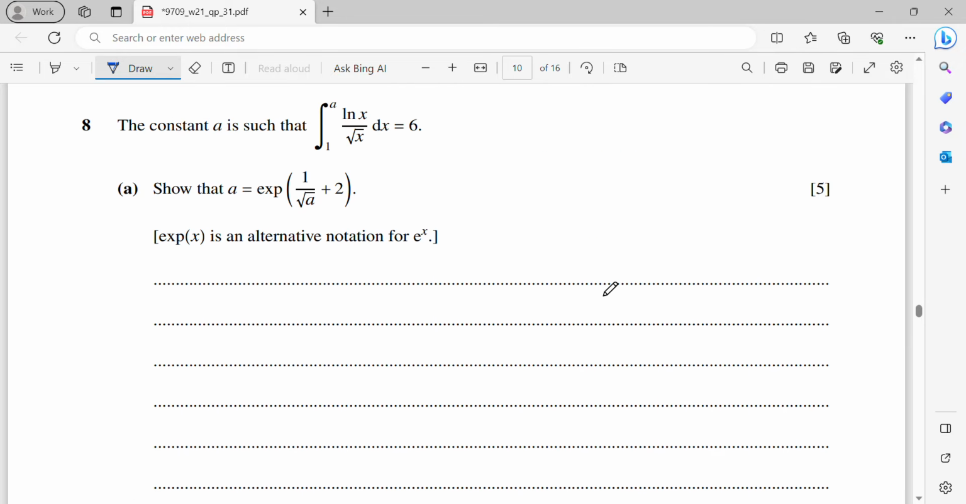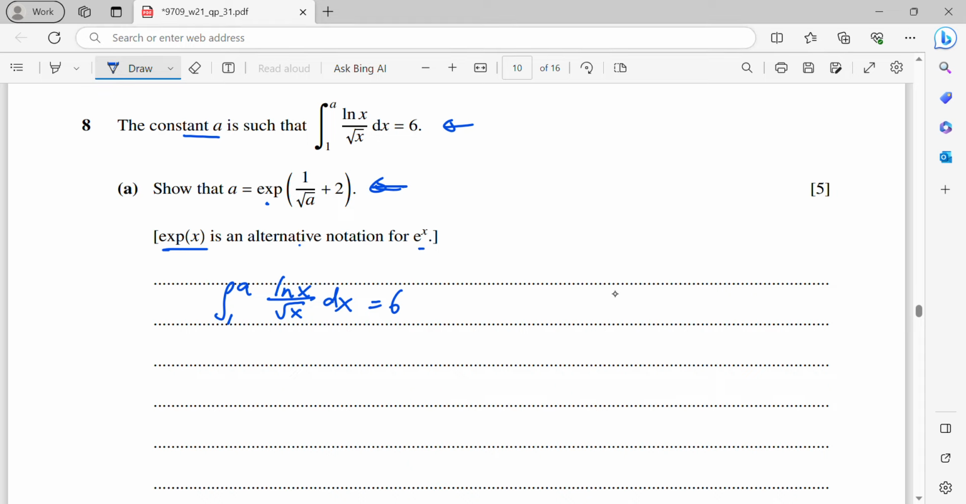Now for question number 8. A constant a is such that this integration is 6. Show that a is exponential of 1 over square root a plus 2. So exp x is the exponential, the alternative notation for e to the x. Now integrate from 1 to a of ln x over square root x dx. We need to show that it is this expression. So I will write equals 6 first.